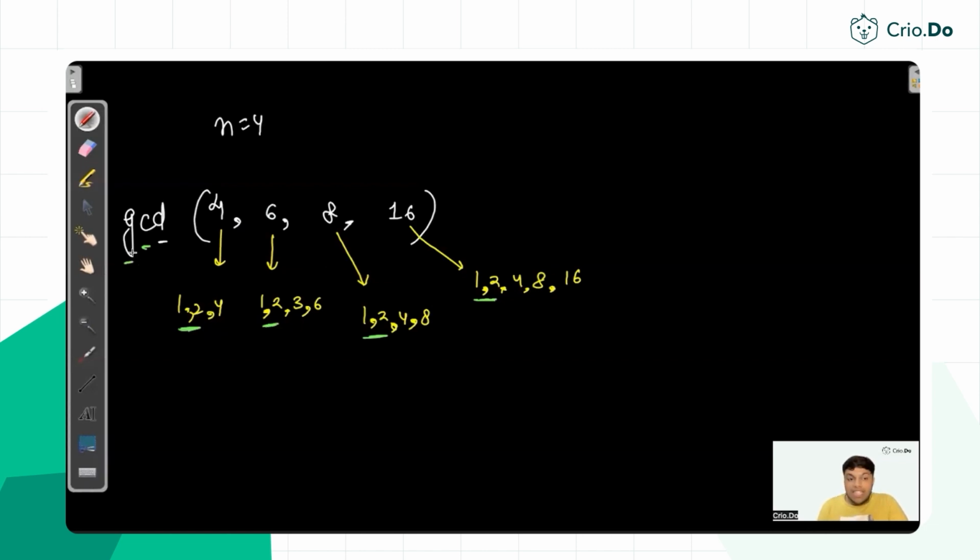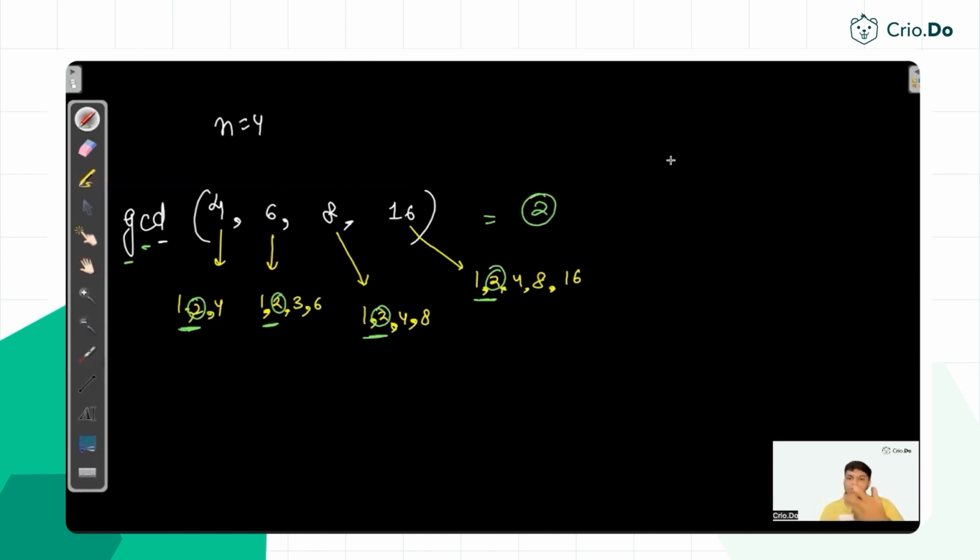Then what is the G? That is the greatest among all the common factors. Only 2 common factors are there, 1 and 2. They are common for all of them. And the greatest one among them is 2. So the GCD of all these numbers will be 2. So I hope the sample input and output is clear.